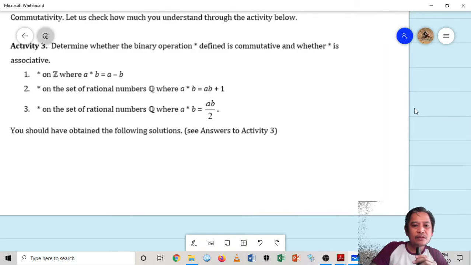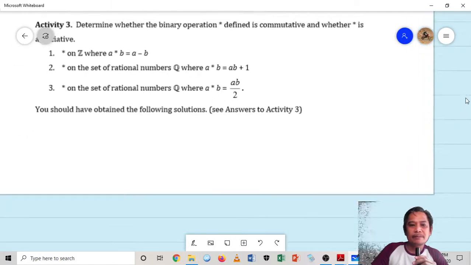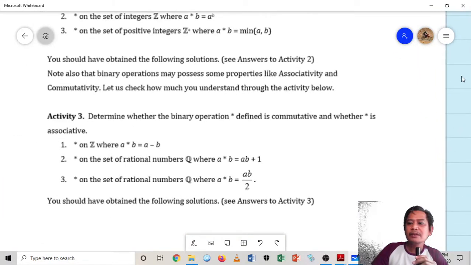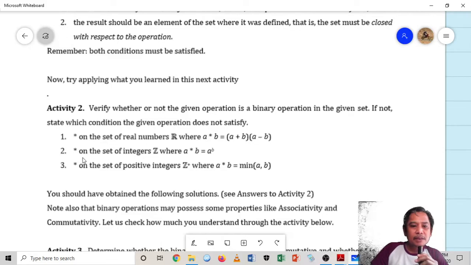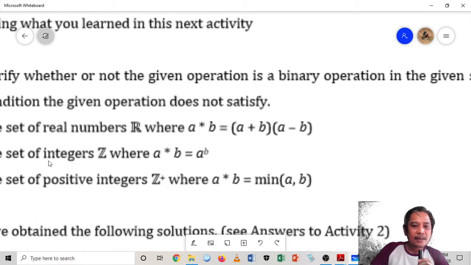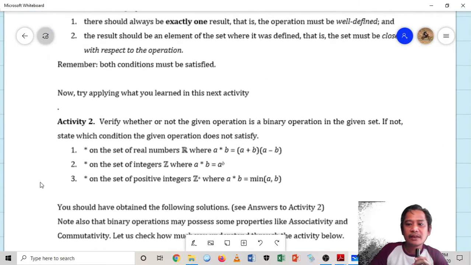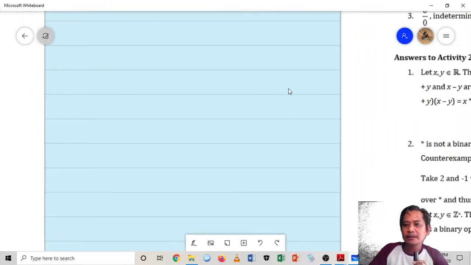Number 2, the set of rational numbers in operation B. Now that is activity 3, I'm sorry. Activity 2 is the operation asterisk on the set of integers, where A operation B is A to the B. Okay, the set of integers wherein A operation B is A to the B. That was activity 3.